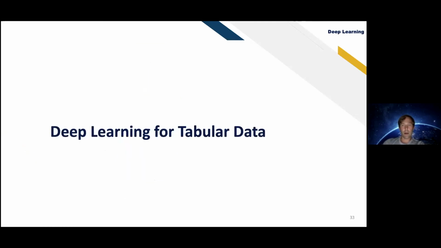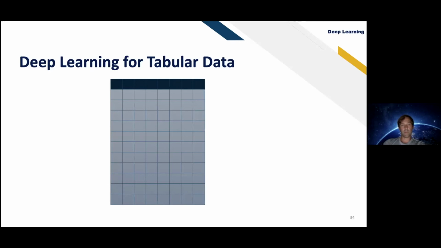Okay, so we will change gears here and move into deep learning for tabular data. This is probably data that you're more familiar with. We think about this data all the time. It's the Excel data where you've got some type of variable represented by a column, and then you have rows that may represent patients or emergency departments or visits.